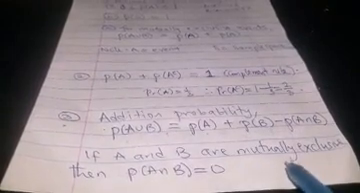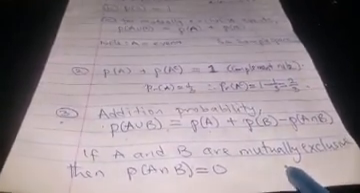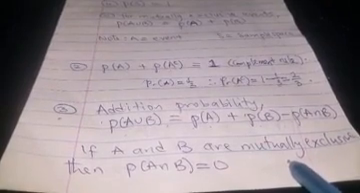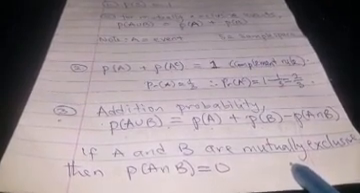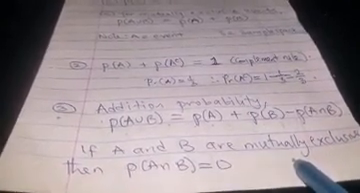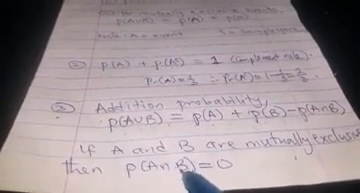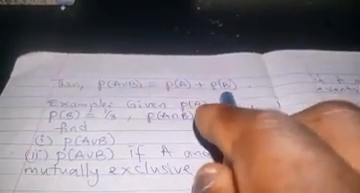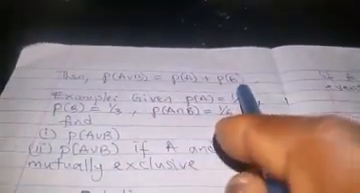Now that's not all. If A and B are mutually exclusive events, as I explained, nothing is common between the two events. The two events are mutually exclusive if they cannot happen at the same time. Nothing is common between them. And then probability of A intersection B is equal to 0. So what does that lead us to? That means that probability of A union B is now equal to probability of A plus probability of B. This is only possible for mutually exclusive events.